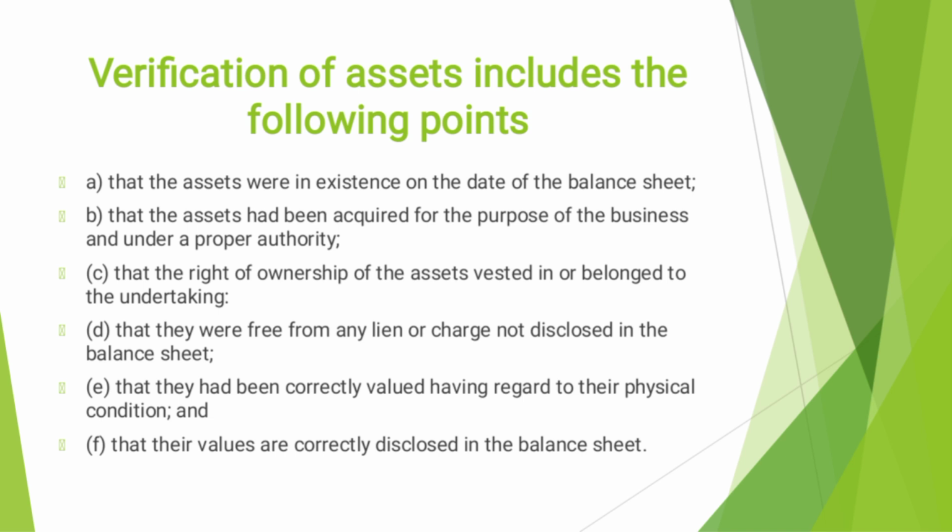First, the assets were in existence on the date of the balance sheet. Then the assets had been acquired for the purpose of the business under proper authority. The right of ownership of the assets is vested in the undertaking. They were free from any lien or charge not disclosed in the balance sheet. That they had been correctly valued having regard to their physical condition and that their values are correctly disclosed in the balance sheet.